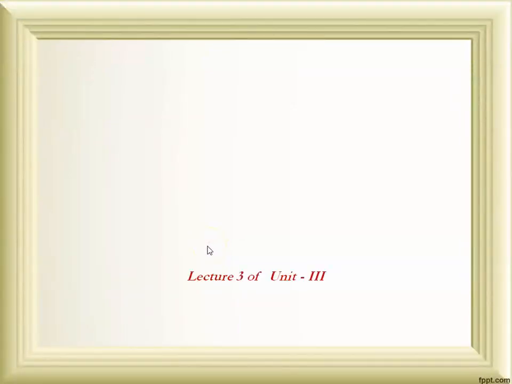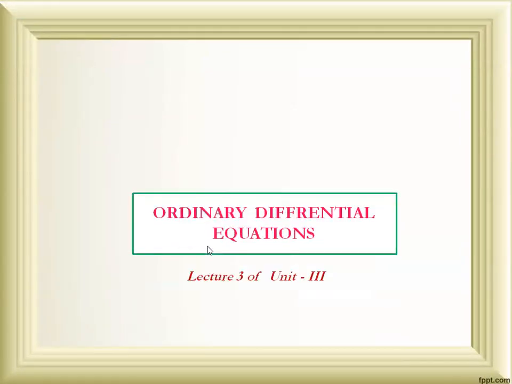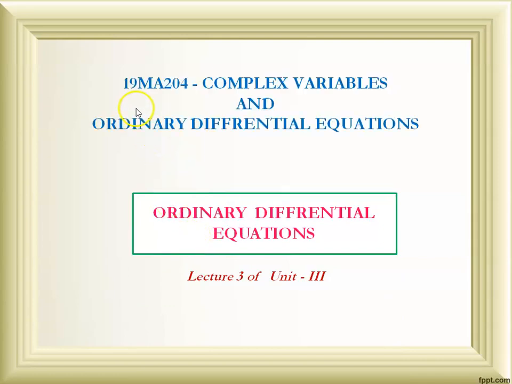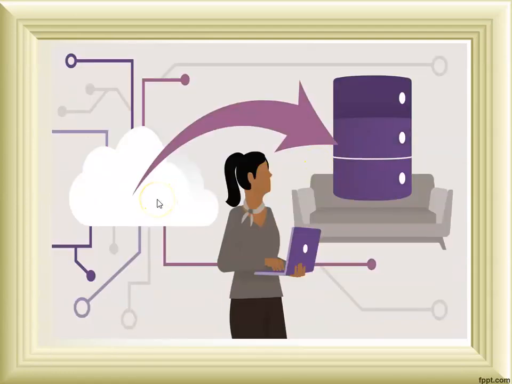Hi everyone, this is our third lecture of Unit 3 Ordinary Differential Equations in the course 19 MA 204 Complex Variables and Ordinary Differential Equations. Earlier we discussed how to find the complementary function as well as the particular integral for the exponential term and the trigonometric case. Now we move on to the next two categories.